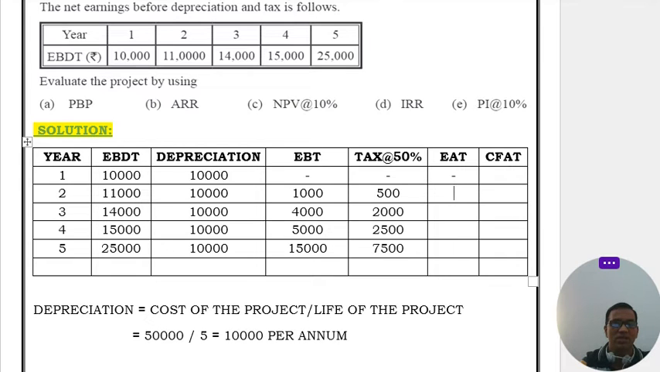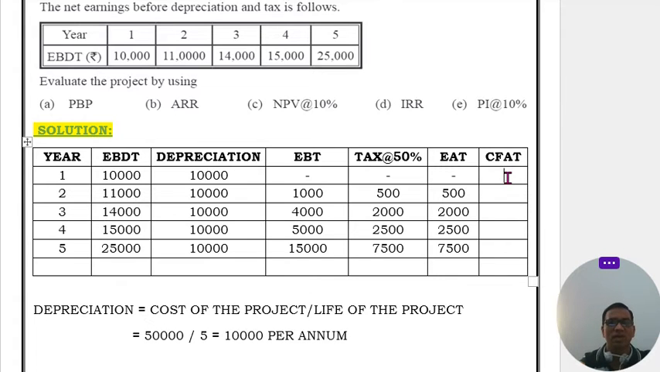First year, nil. Then 1,000 minus 500, 500. 4,000 minus 2,000, 2,000. 5,000 minus 2,500, 2,500. 15,000 minus 7,500, 7,500. And last, CFAT, cash flow after tax.